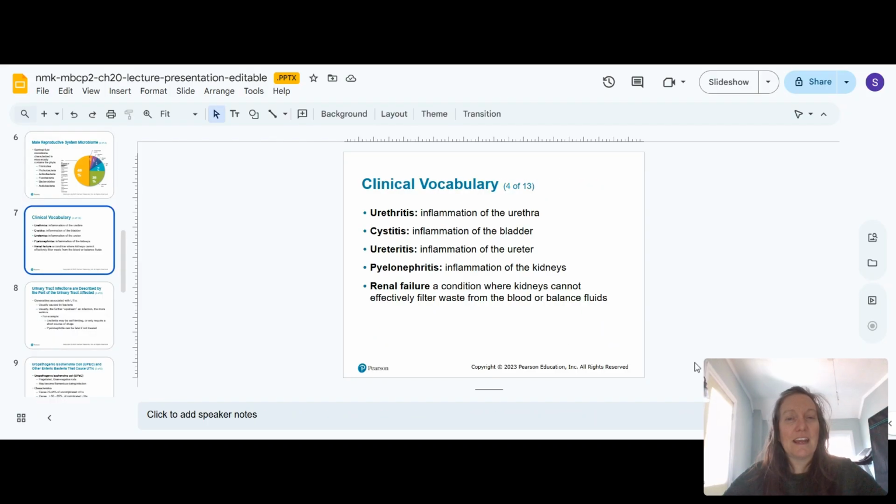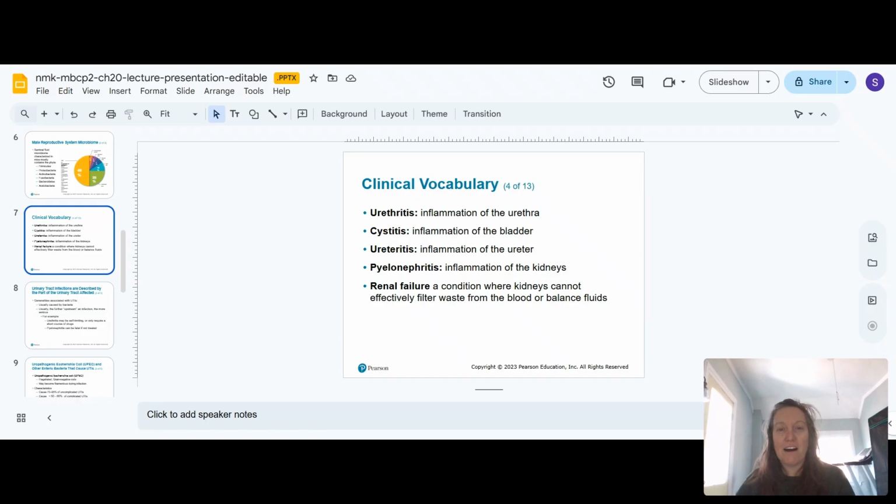Okay, we're going to be looking at UTIs specifically, and I want to talk about some of these terms. Whenever we see "itis" at the end of a word, that's usually an indication that there's inflammation. So urethritis, cystitis, ureteritis, pyelonephritis, those all involve inflammation of the urethra, bladder, ureter, kidneys.